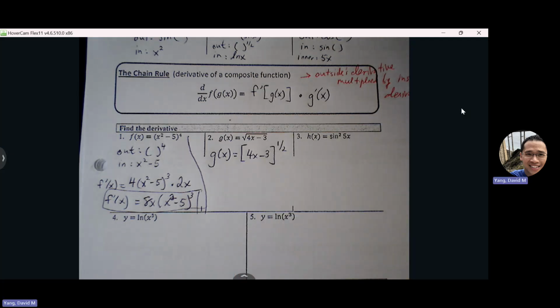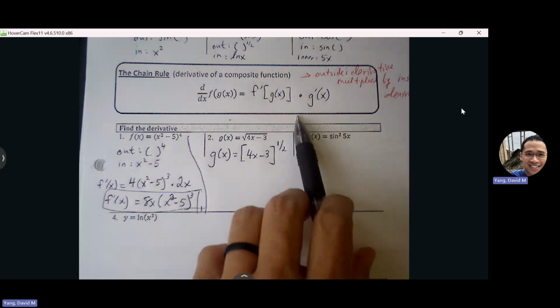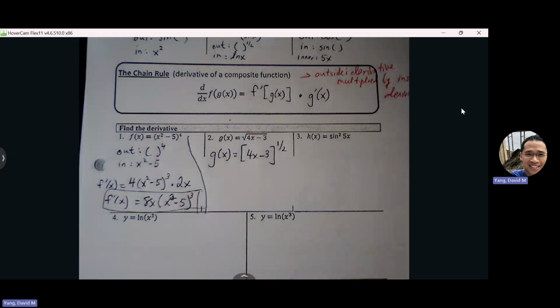Okay, so try it. You want to try this one here? Identify the outside, identify the inside, take the derivative, take turns with each derivative, and see if you can follow this rule and follow what we just did with example 1.